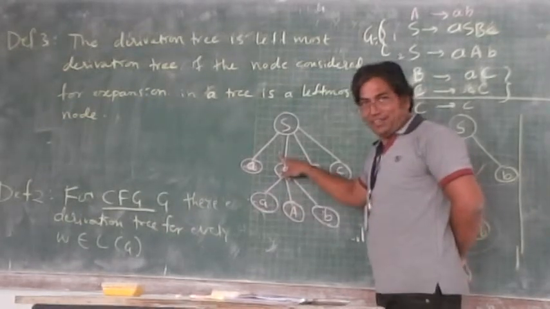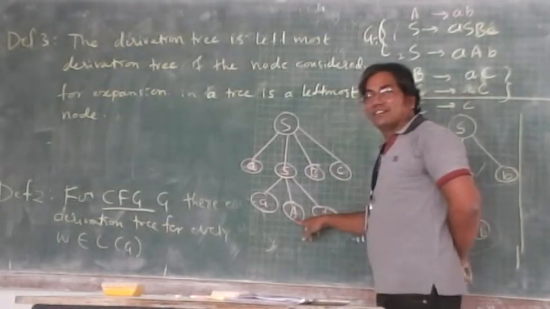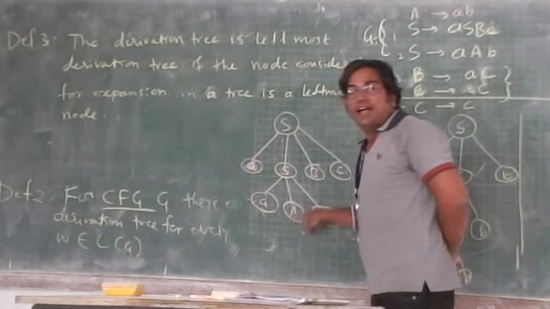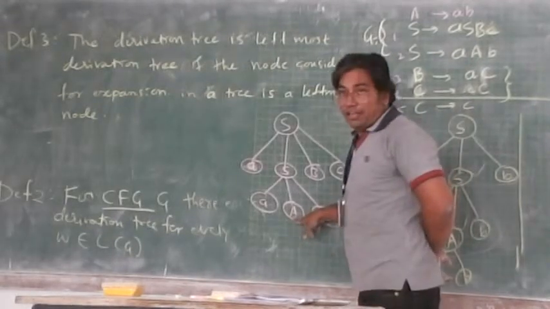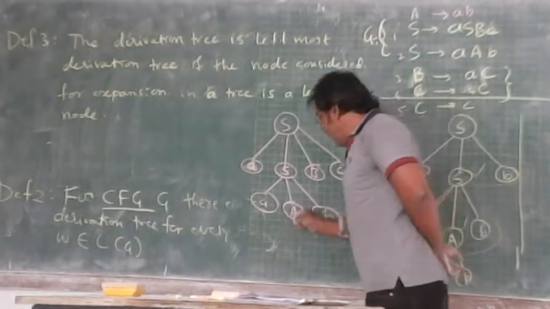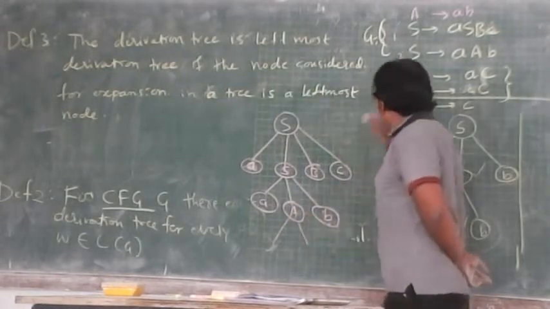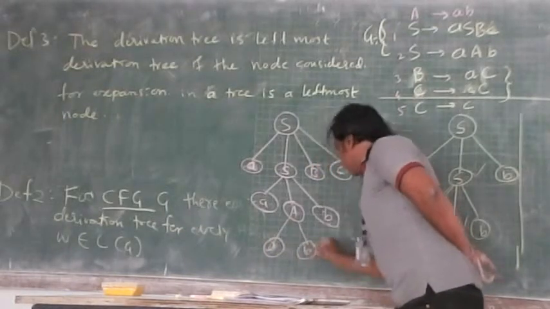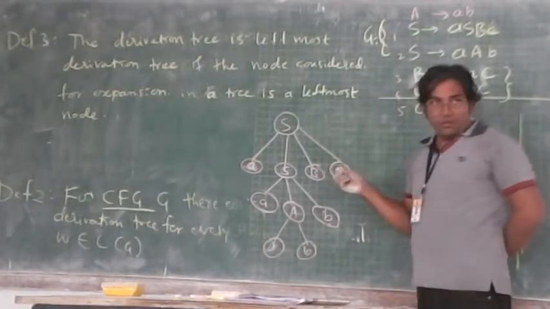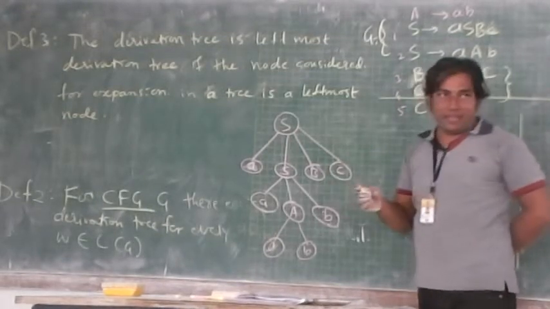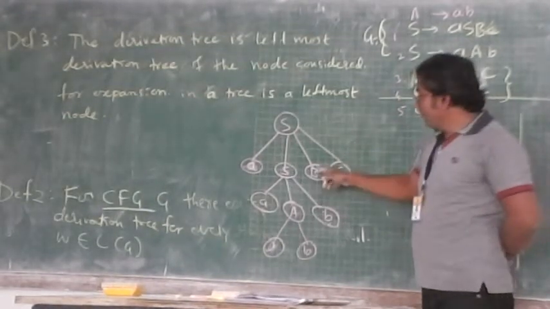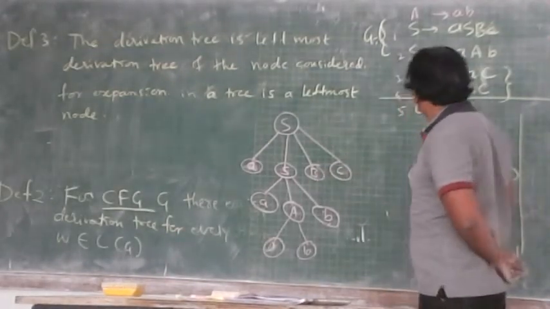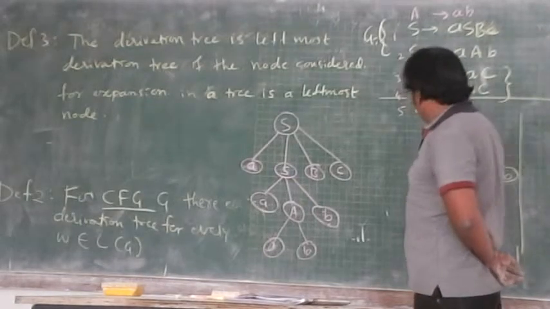Second child of this parent. So this is the leftmost variable, so I need to target this. If I want to draw a leftmost derivation tree, I can expand by applying this production. So I get A and B here as children. Next, which node can I take for expansion? This B is the next leftmost variable that I should consider. I apply the third production, A C.